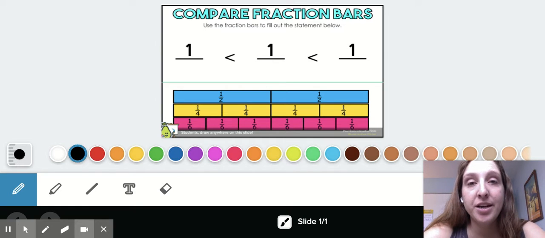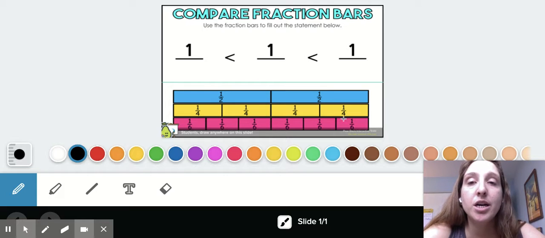All right, so today we're going to do some more comparing unit fractions. Remember, a unit fraction is one part of a whole. So I've got three different unit fractions and fraction bars here. Looks like this fraction bar is split into halves, 1/2 and 1/2. This one is split into fourths, 1/4, 1/4, 1/4, 1/4. And this one down here is split into sixths, 1/6, 1/6, 1/6, 1/6, 1/6, and 1/6.